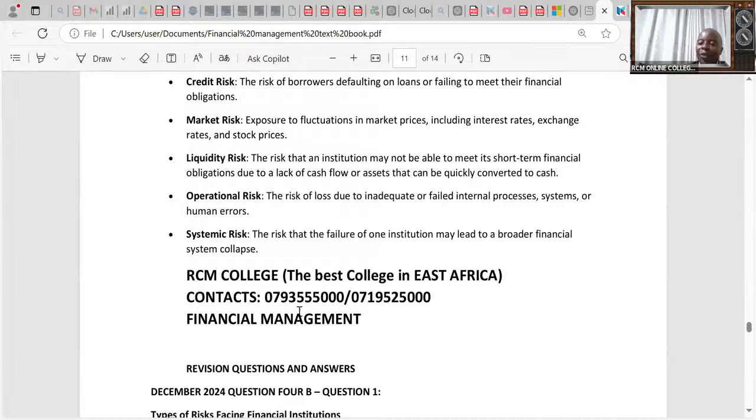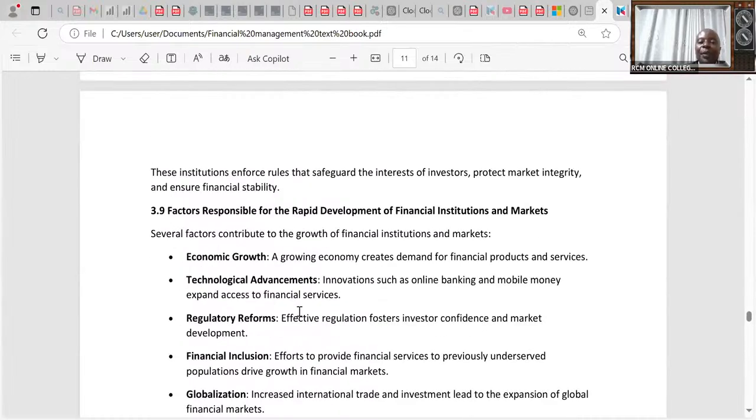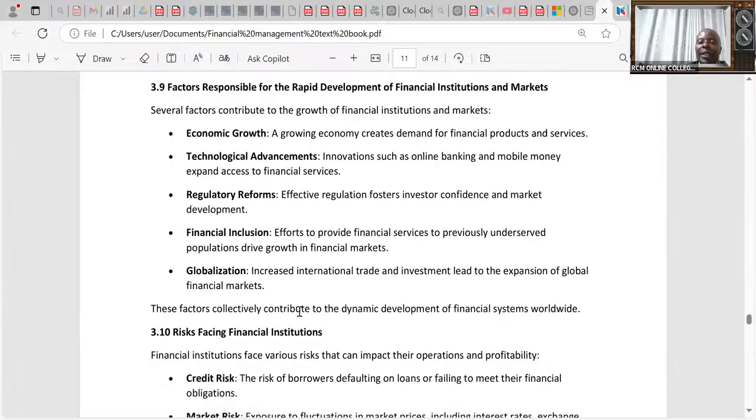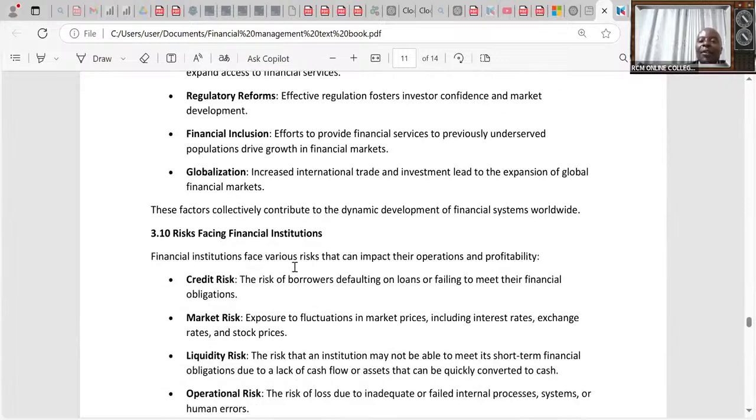And the paper is known as financial management. So you can now see these notes, ladies and gentlemen, they have everything, like risks facing financial institutions: credit risk, market risk, liquidity risk, operational risk, those things.